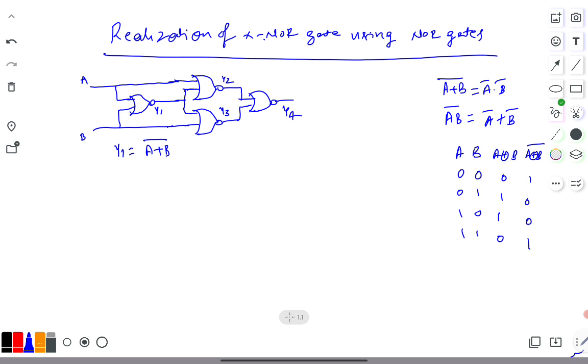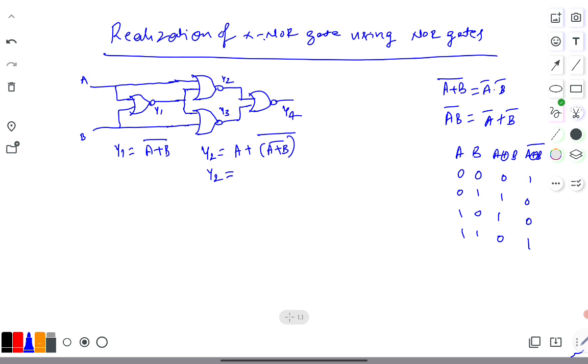Y2 is equal to A plus (A plus B) whole bar, then the whole thing bar again, a double bar. Why? Because this is (A plus B) whole bar, and this is A plus that (A plus B) bar again whole bar. Next let's simplify this one.